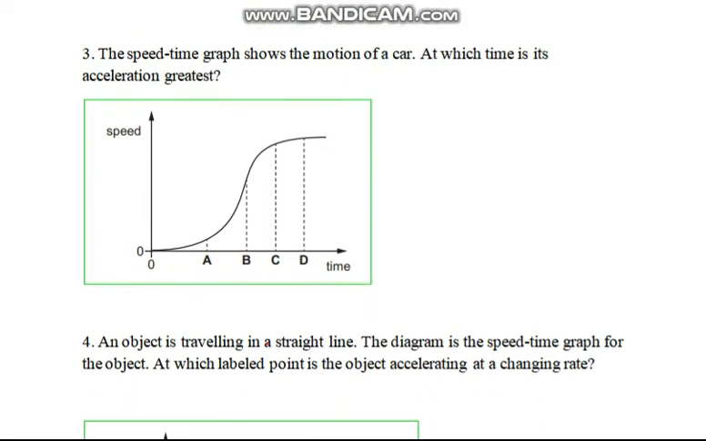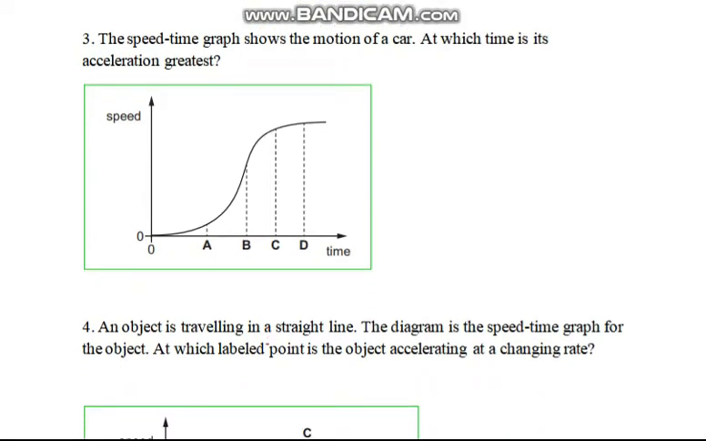Question number 3. The speed time graph shows the motion of the car. At which time is its acceleration the greatest? So we need to keep in mind the acceleration is given by the tangent drawn at various points. Steeper the slope, more is the gradient, and greatest the acceleration.